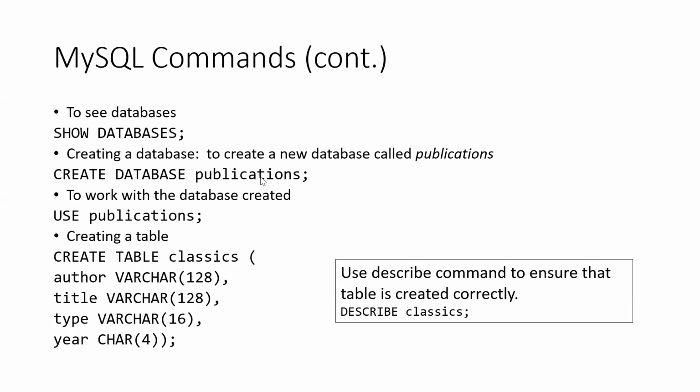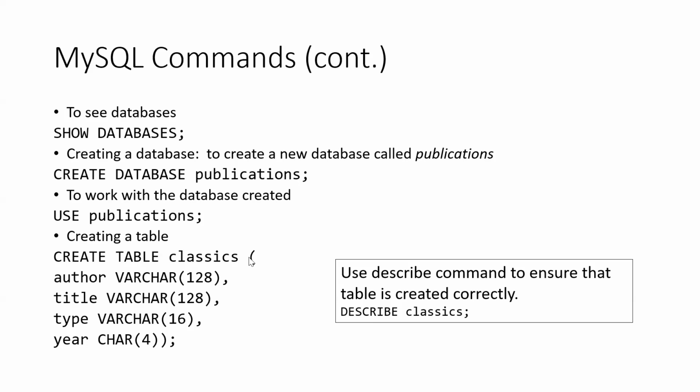Now, once you create the database, you have to start working on it. So we use the keyword use publication, which tells MySQL to use the publication database. And then you need to create tables, because in a relational database what we have is relational tables. Creating a table, the structure will look something like this. You start by saying create table and provide a name for it, and then you list all the fields together with their data types.